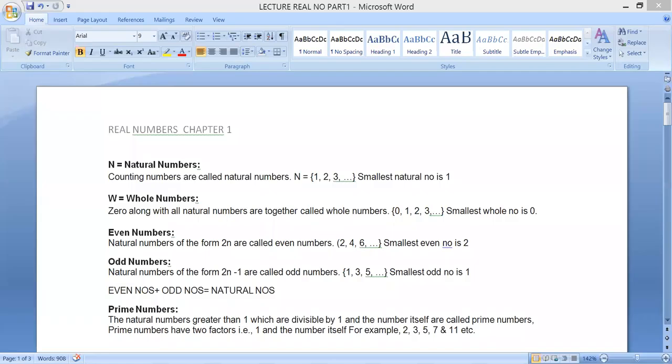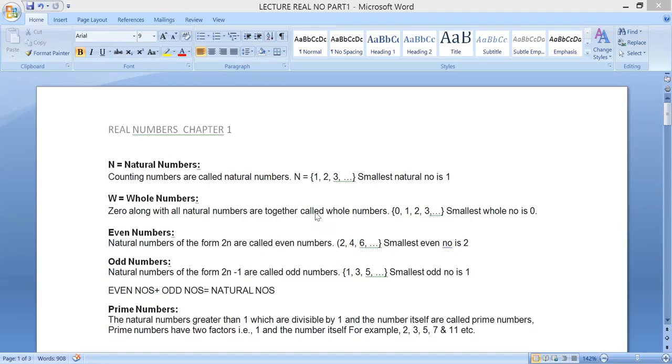So real numbers. I am sharing this screen. On the screen, you can see the introduction of this chapter. In the 9th class, you have studied about natural numbers. Natural numbers are represented by capital N.